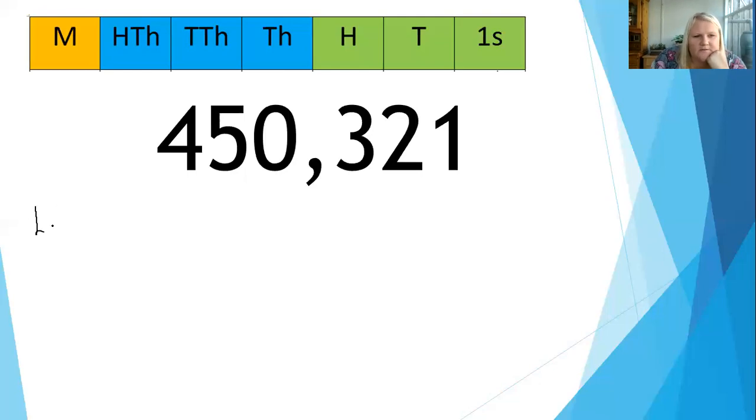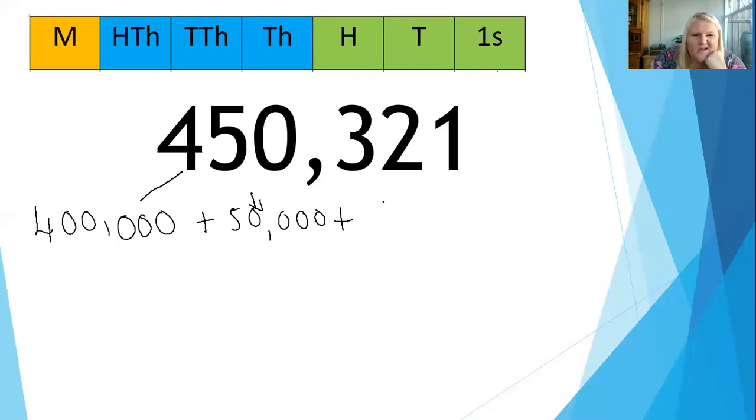So we have got 400,000, just that one there. Add 50,000, that one there. We've got no thousand, so I don't need to put anything there. I could put +0 if I wanted to, but it doesn't actually do anything adding 0 because we've not got anything to add. But if it helps you to write that in, that's fine. Add 300, add 20, add 1. 400,000, add 50,000, add 300, add 20, add 1.